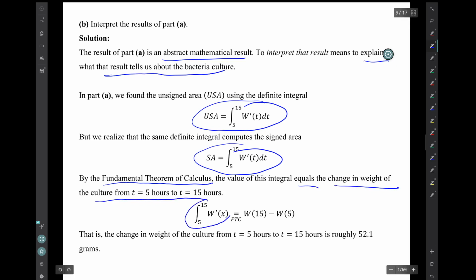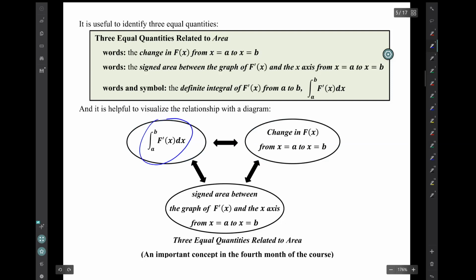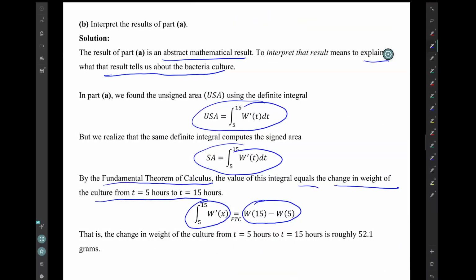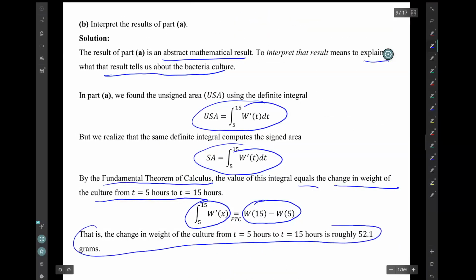That is, this definite integral, by the fundamental theorem of calculus, equals this change, W of 15 minus W of 5. So we've made this connection that the definite integral of W prime equals the change in value of W, which equals that area that we computed. The conclusion is the change in weight of the culture from time t equals 5 hours to t equals 15 hours is roughly 52.1 grams. That's the interpretation.